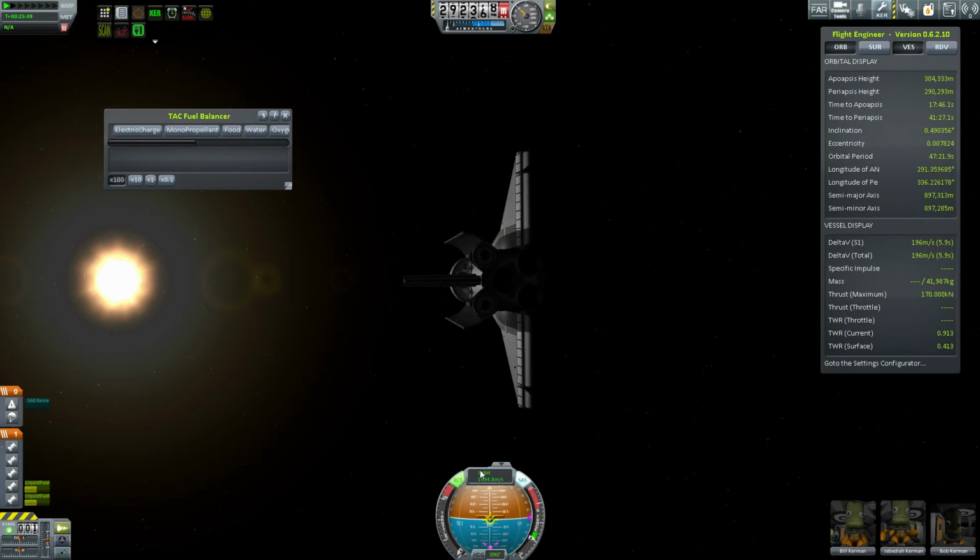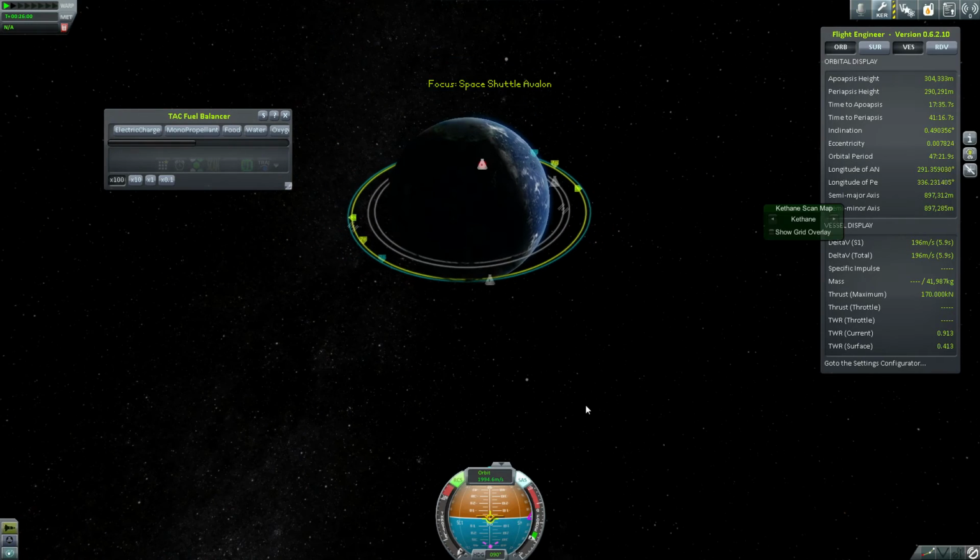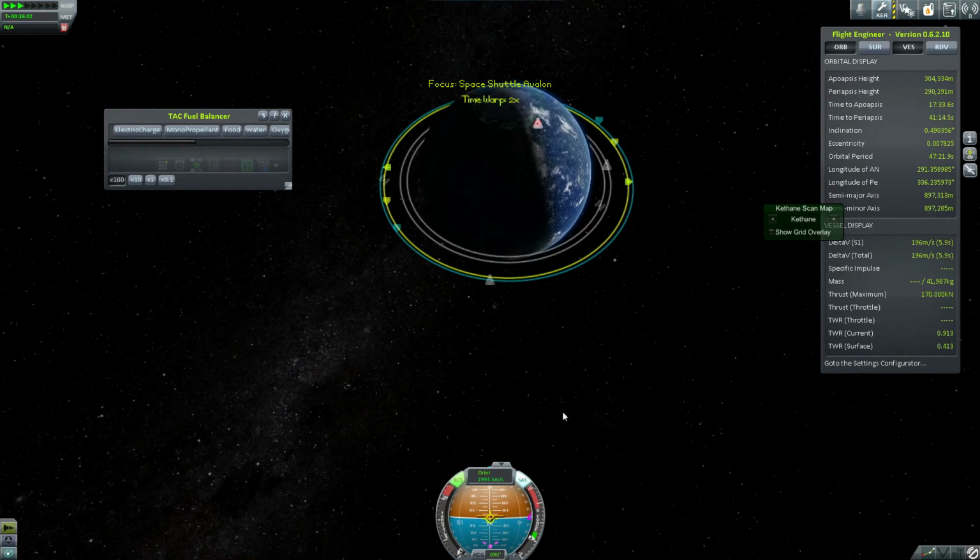My current orbital velocity is 1,994 meters per second, which I will have to wait till I get to my apoapse, because that's what I have my speed calculated at. So we're going to time warp to the apoapse.